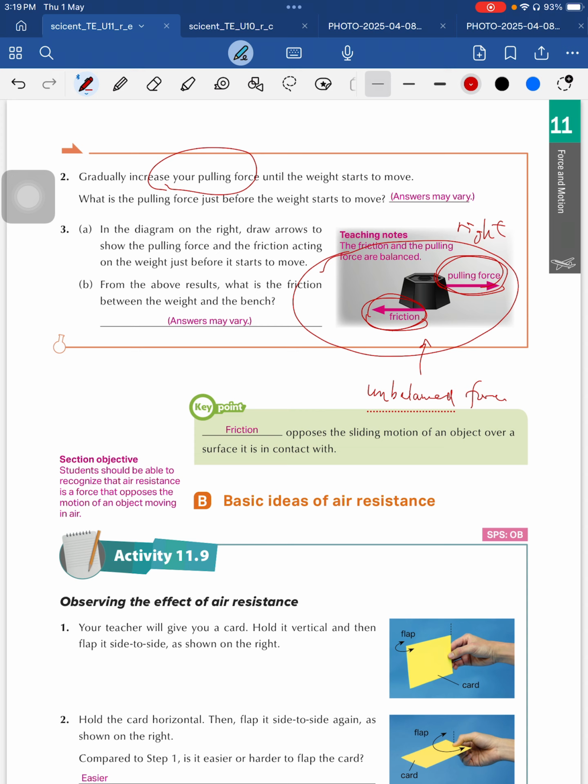So lastly, friction is defined as opposing the sliding motion of an object, and of course there will be a surface in contact with it. So friction is a contact force and opposes sliding.